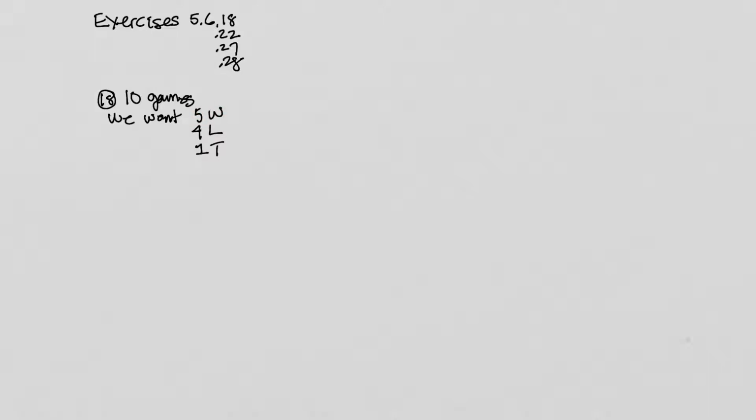So we know that there's going to be 10 games. Since order doesn't matter here, out of those 10 games, we want any 5 of them to be wins. And then after we have the 5 wins, let's get our 4 losses. Now we want 4 losses, but there's 10 games and we've already played 5, so 10 minus 5, there's 5 games left. And out of those remaining 5 games, we want 4 of them to be losses.